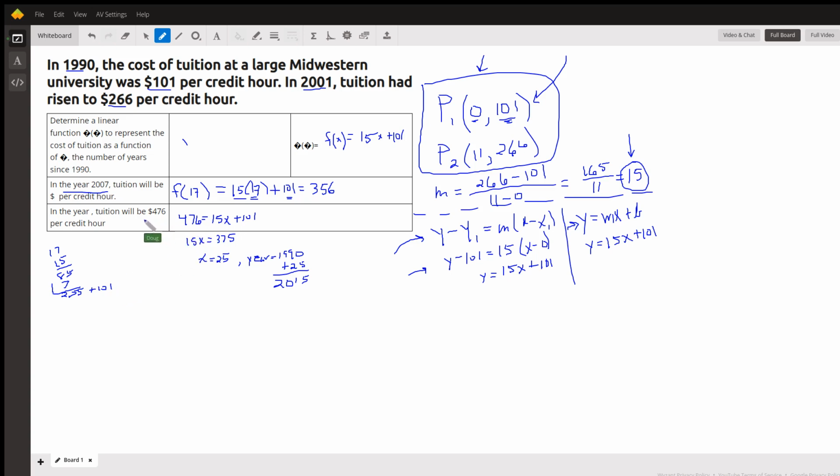356. And finally, if you want what year the tuition will have risen to $476, you put 476. That's the function value. Solve that for x. Subtract 101, divide by 15, you get x equals 25. That's not the answer to the question, because 25 is the number of years since 1990, so we got to add on 25 years. Looks like 2015 is when that tuition will have risen to $476 per credit hour.